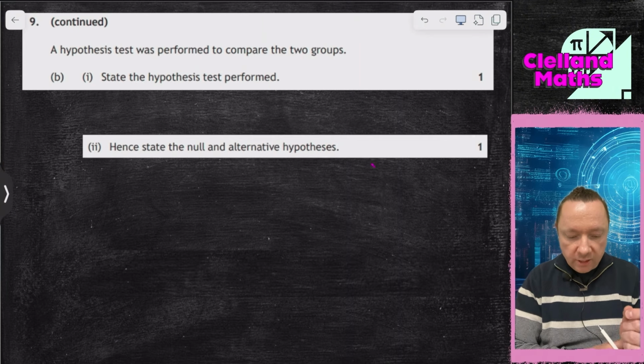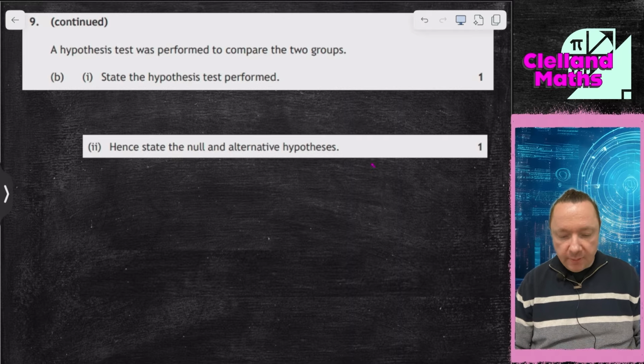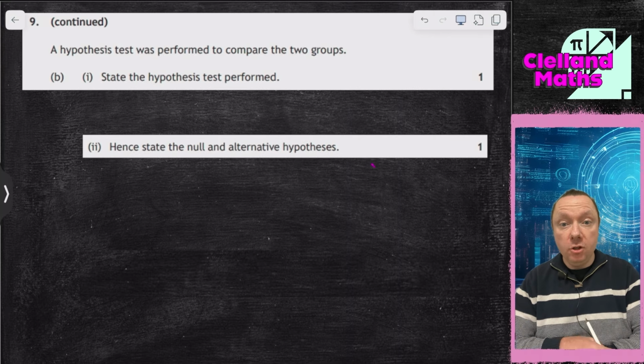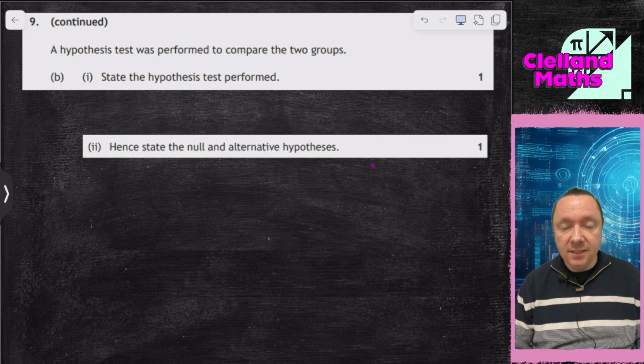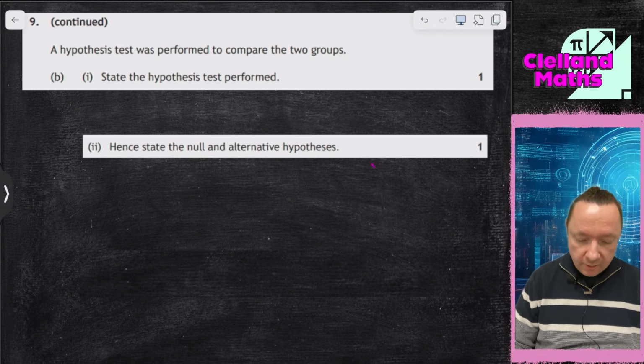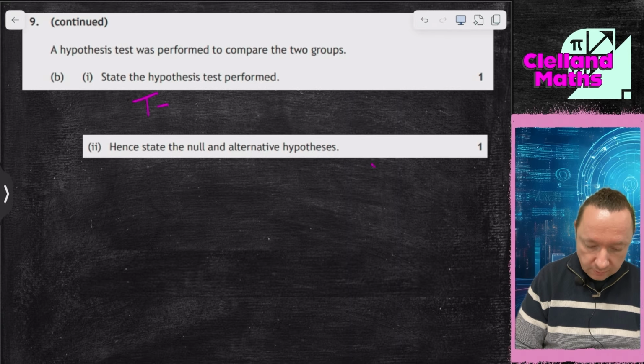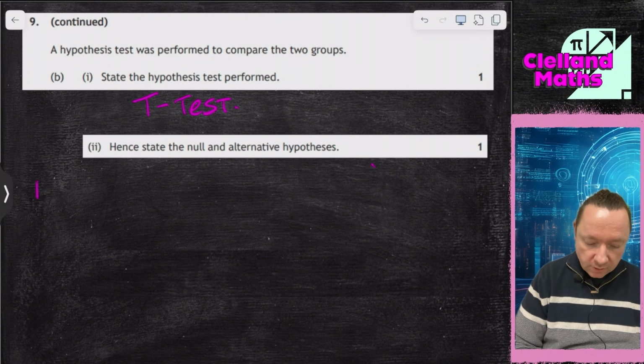I think that's enough. So question 9, part B, a hypothesis test is being performed to compare the two groups. State the hypothesis test performed. Well, we're going to be comparing the two groups, comparing the means, comparing the average weight, so it's a t-test. Okay, state the null and alternative hypothesis.